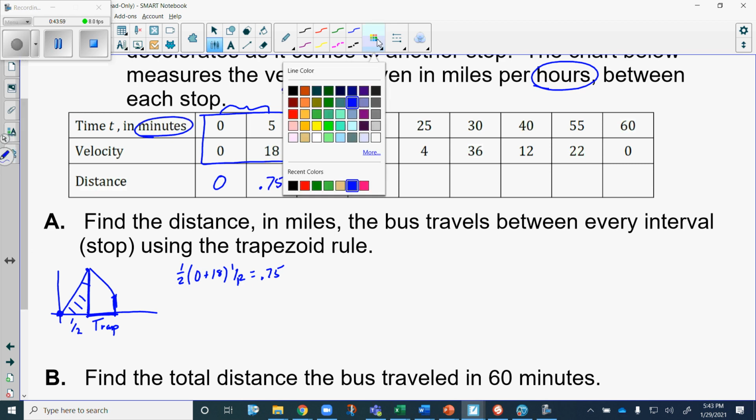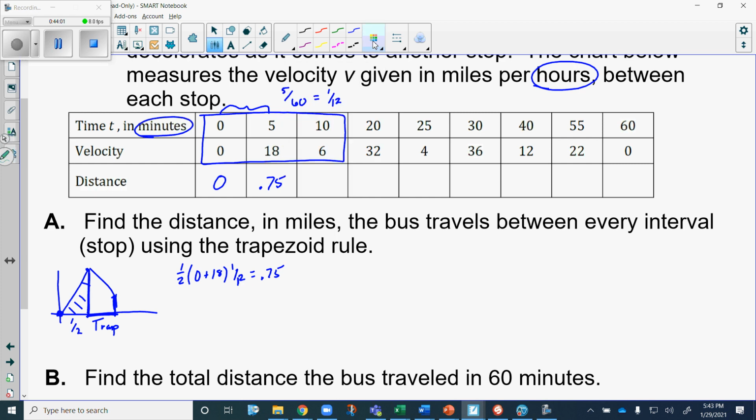And so now let's take a look at the next one. I'm going to have you guys try and do some of these. I'm not going to work out every single one here. So the next one I'll do here in green, and that'll be from 5 minutes to 10 minutes. So from 5 minutes to 10 minutes, the time is the same. So the delta x, the height of the trapezoid, will still be 1/12. That won't change. So I'll say 1/2 times the sum of the bases.